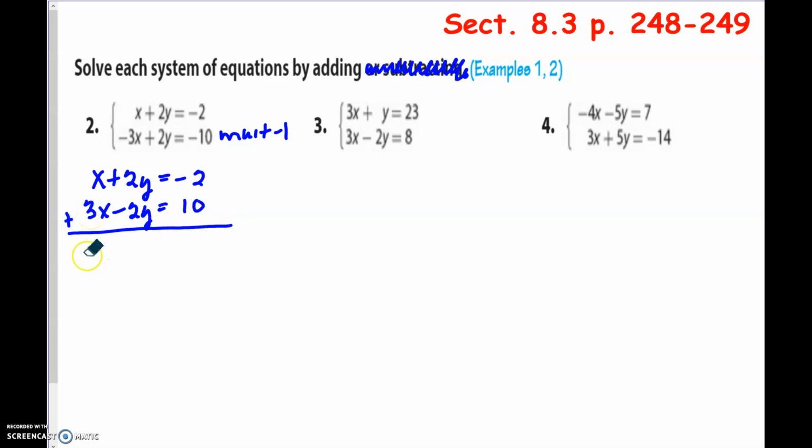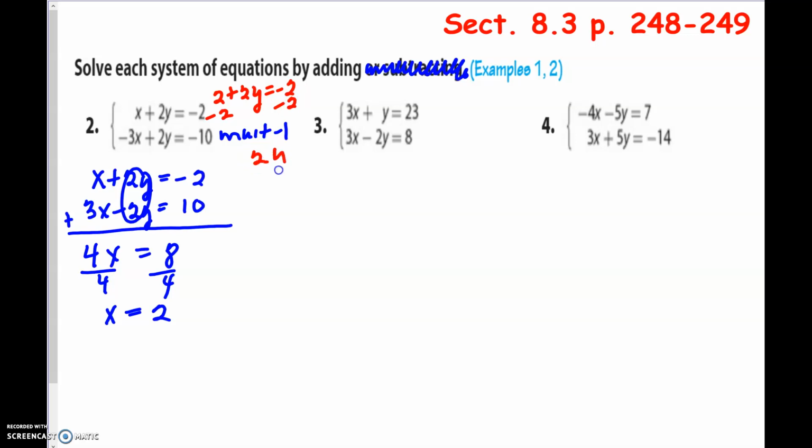And x plus 3x is 4x. My y's cancel out. And negative 2 plus 10 is 8. And now when we divide by 4, we get x equals 2. All right, I'm going to go into that first equation, and I'm going to plug in here 2. So I have 2 plus 2y equals negative 2. So when I subtract 2, I get 2y equals negative 4.